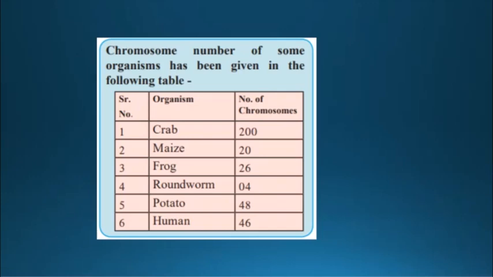As I told you all, the chromosome number differs from species to species. In crab there are 200 chromosomes. In maize, we have 20 chromosomes. Frog, we have 26 chromosomes. Roundworm, it is 4 chromosomes. Potato, 48 chromosomes. Humans, we have 46 chromosomes. In the same way, for different species, the number of chromosomes will differ.